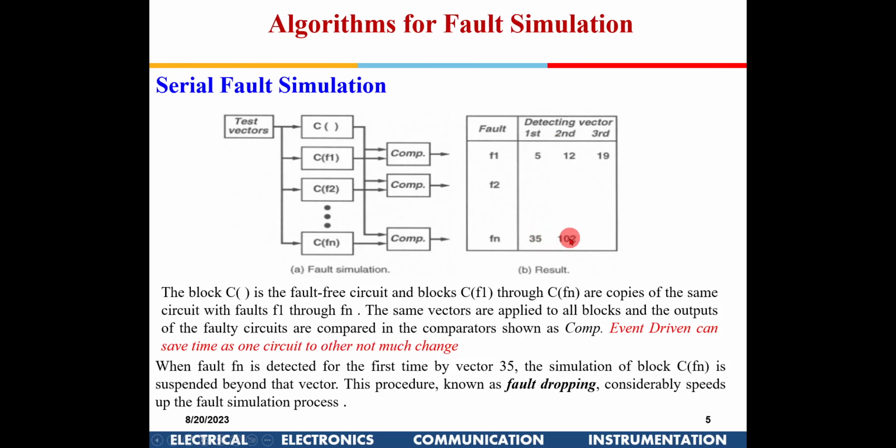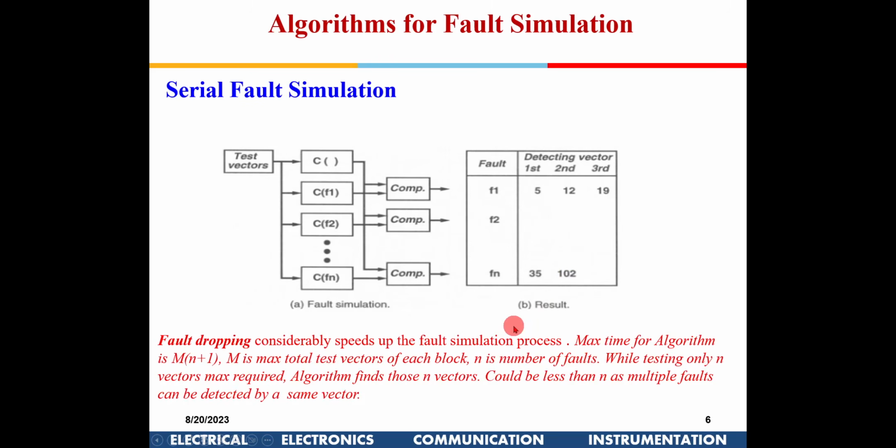If you don't do fault dropping, then this is how the table looks like. This is just an example given in your textbook. Without fault dropping, it will become like this. Okay, fault F1. So with fault dropping, you have to drop these. That's what it says.